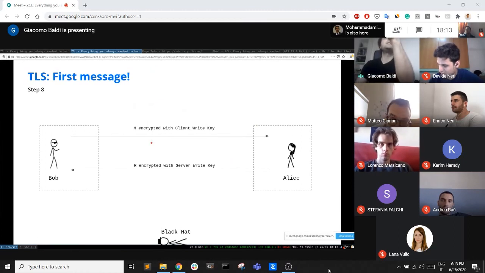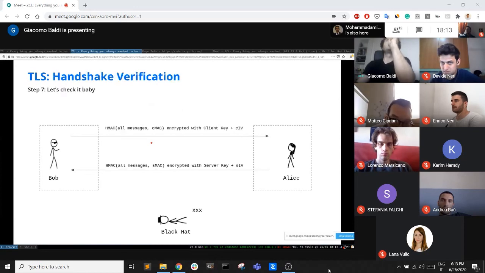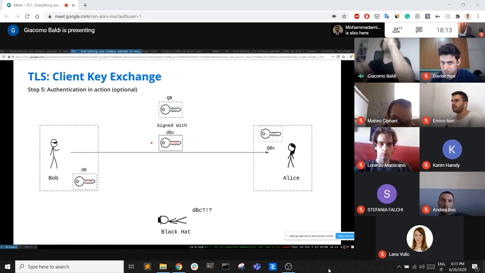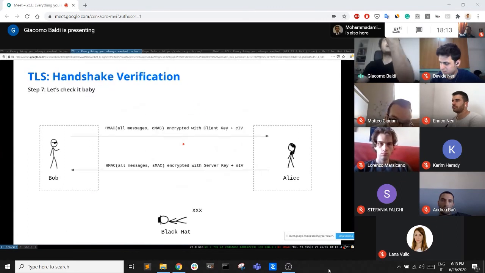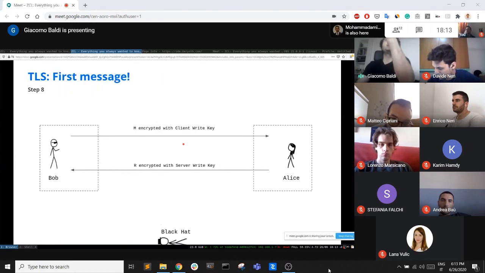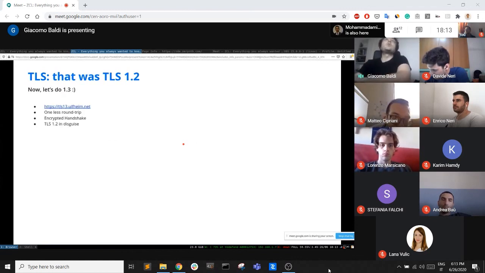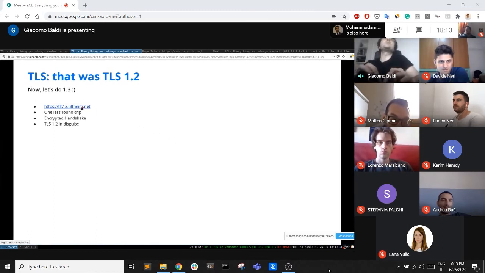Notice that this is the first encrypted step. All the other ones are in clear. This is a signature, not an encryption. Up to now everything is in clear. Here we have the first encrypted message because finally we managed to agree on a key common between Bob and Alice that Black Hat cannot know. And that was TLS version 1.2. We should go and do 1.3 because it changes, but I don't want to spoil the fun.